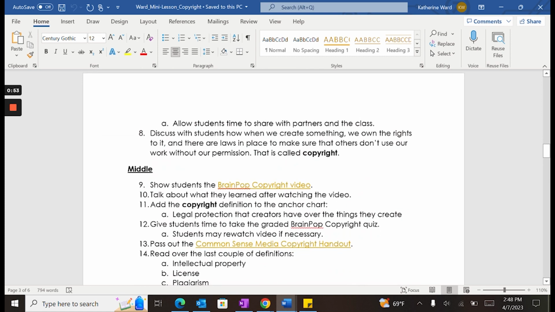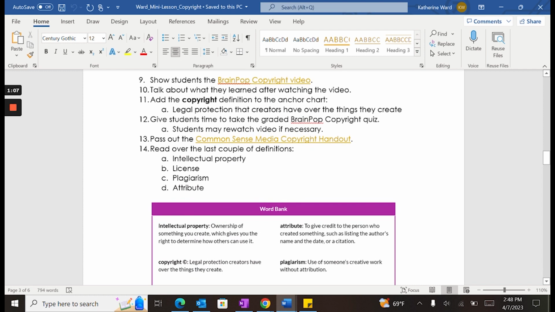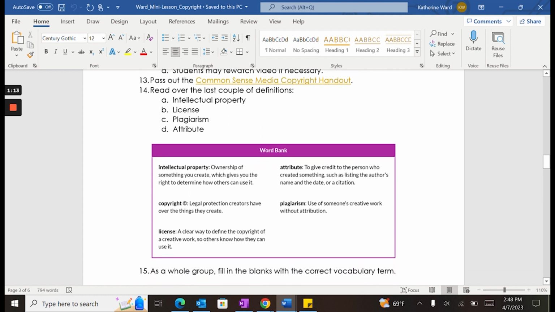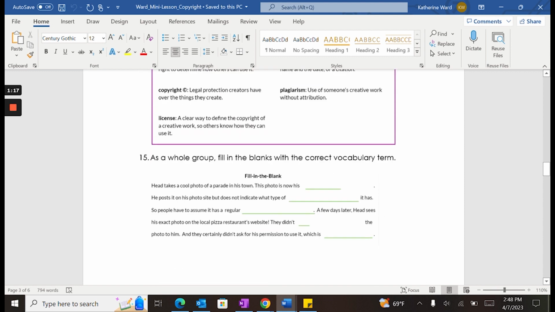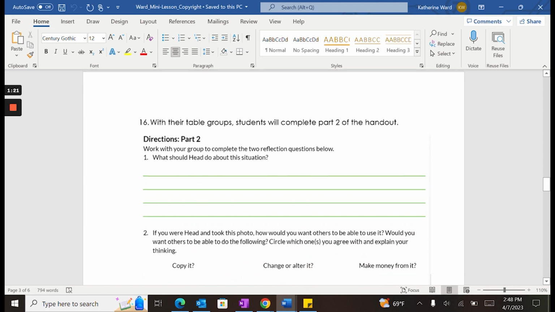After that discussion, we talked about the importance of giving permission back to whoever created what was used and talking about copyright. Students watched a Brain Pop copyright video. We talked about the definition of copyright. We looked at the last couple definitions, intellectual property, license, plagiarism, and attributes. As a whole group, we filled in the blanks with the correct vocabulary term.